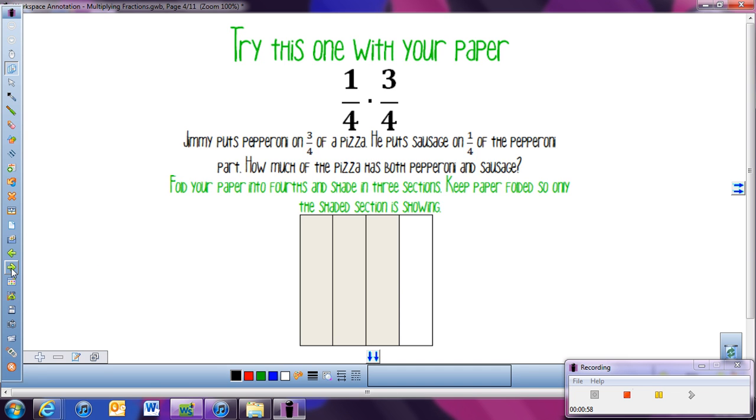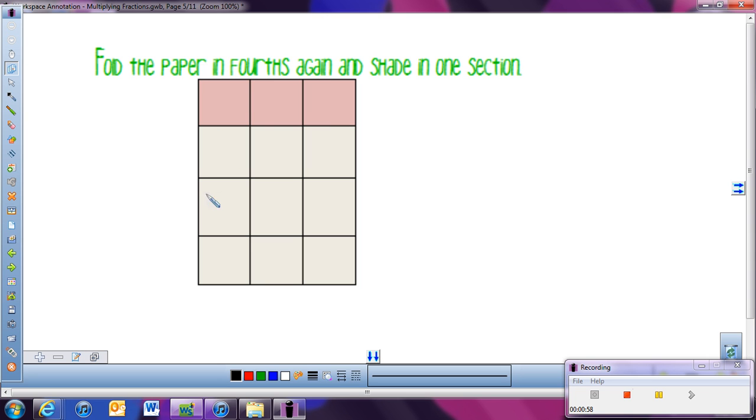All right, let's try one more to see if that holds true for another problem. Here we have Jimmy puts pepperoni on 3/4 of a pizza, and he puts sausage on 1/4 of the pepperoni part. How much of the pizza has both pepperoni and sausage? So that's the fraction problem: 1/4 times 3/4, or 1/4 of 3/4. Here we can see the 3 sections that Jimmy has pepperoni on. We're going to fold back that extra section, and we're going to cut it up into 4ths, because Jimmy had 1/4 of those sections that had pepperoni and sausage.